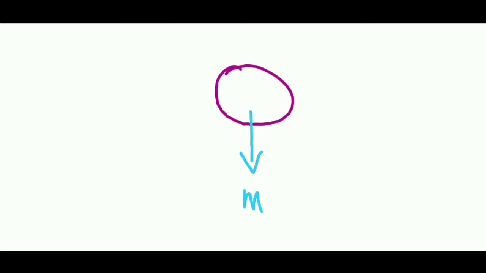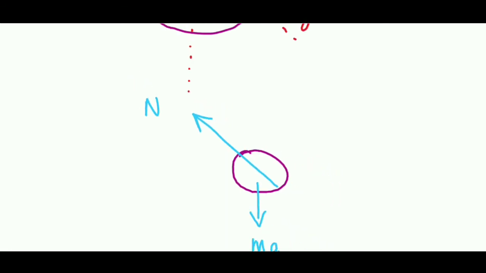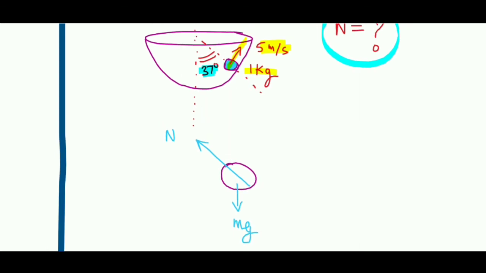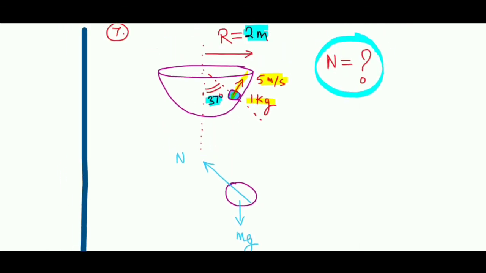So this is my ball. There will be one force downwards, which is mg. Then the normal on this object will be somewhat like this. Normal is like this, mg is like this. Mu is not given, so we will assume that there is no friction at all on this object. Now in which direction should I write the pseudo force?